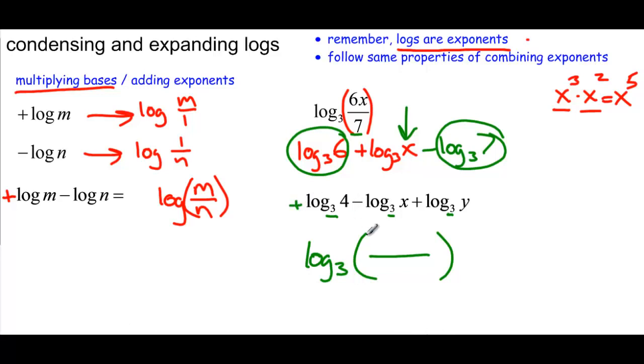So this is a positive, so 4 goes up top. We have a negative, so the x goes in the denominator. We have a positive, so the y goes up top. Done. Okay. So we have 4 times y. And again, everything's being multiplied because exponents is repeated multiplication. So these are all multiplication and division problems. So that's the condensed form right there. Positives up top, negatives down low.